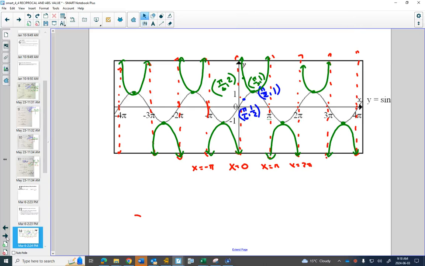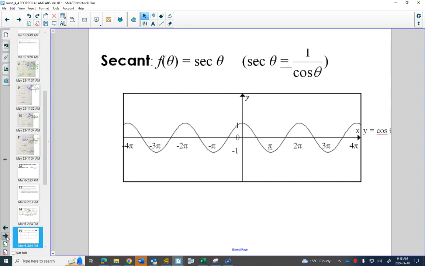So I'm going to get you to do the secant graph right over top of the cos graph.